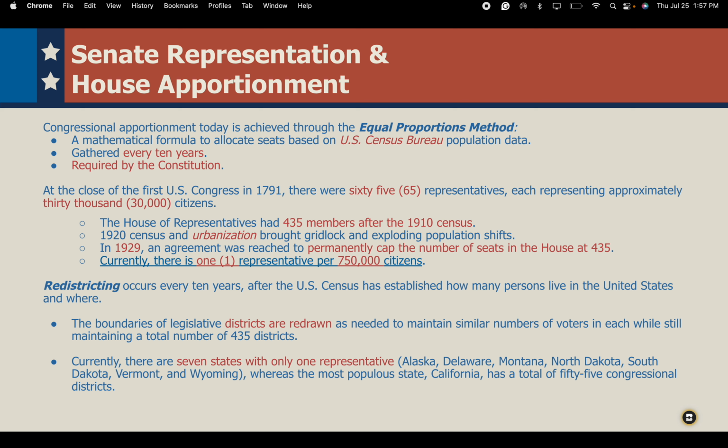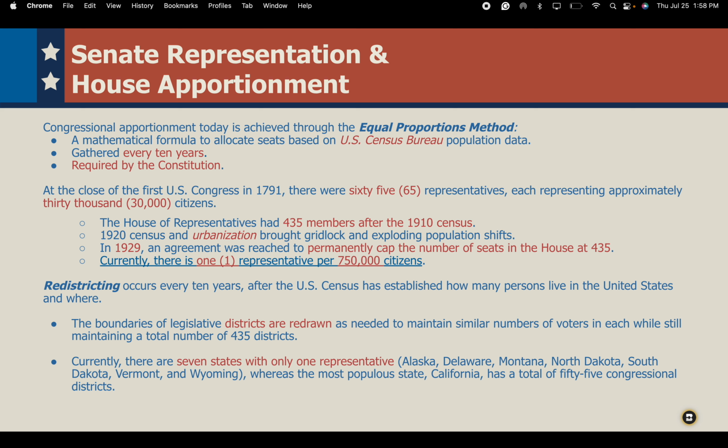Now, when we were first a country in 1791, we had 65 representatives, each representing around roughly 30,000 citizens. As time has gone on, of course, that number will grow, and by the turn of the 20th century in 1910, we had 435. We knew that if we continued to allow it to grow in that current process, by today, we would have roughly 1,500 members in Congress. Now, because of the complicated, burdensome operations of Congress, we knew that that would not be realistic.